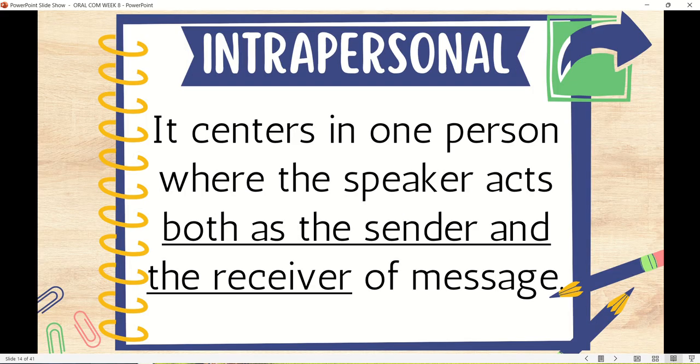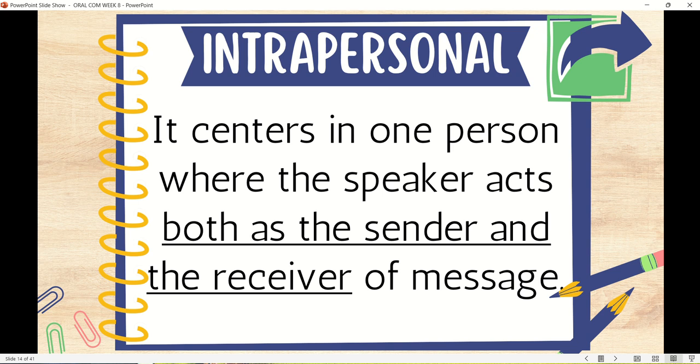Let us first proceed to intrapersonal communication. So when we say intrapersonal communication, it centers on one person where the speaker acts both as the sender and the receiver of the message. Intrapersonal communication basically is you talking to yourself. You are asking yourself and you're also answering yourself. In other words, it means that it's only you. You're both the sender and the receiver. It doesn't involve any other people except you.